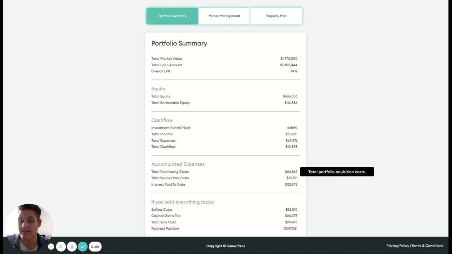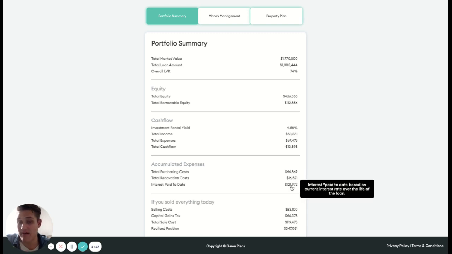So the remaining things here are really based around what you've entered for your own information. It really gives you a clear picture of what you have spent to date. So total purchasing costs are things like stamp duty and solicitor fees and all those other things that you've spent as you were purchasing your portfolio. Renovation costs, how much you've potentially spent on a renovation. A rough amount of interest paid to date. So how much interest have we paid towards our loans, and this is actually outgoing. So a good understanding of where we are overall.